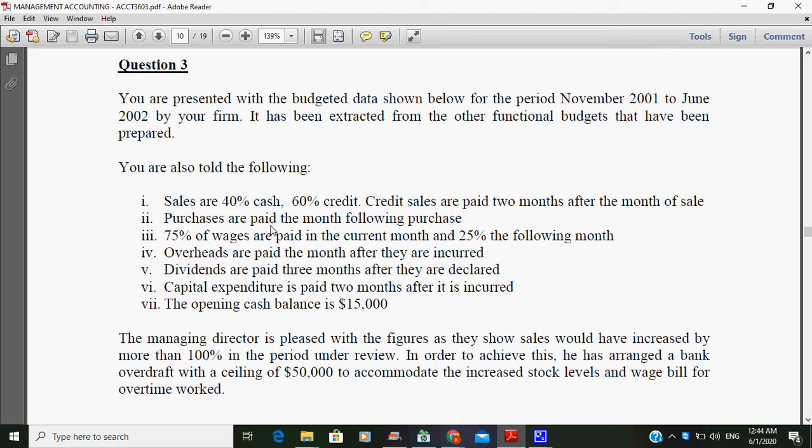Purchases are paid during the month following purchase. 75% of wages are paid in the current month and 25% the following month. Overheads are paid the month after they are incurred. Dividends are paid 3 months after they are declared. Capital expenditure is paid 2 months after it is incurred. The opening cash balance is $15,000.